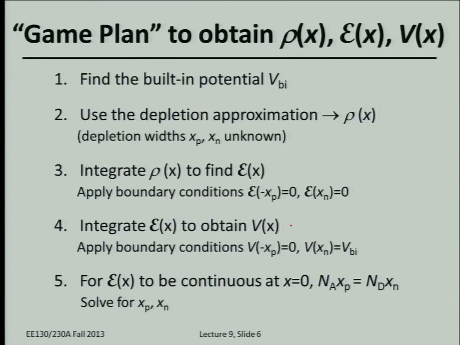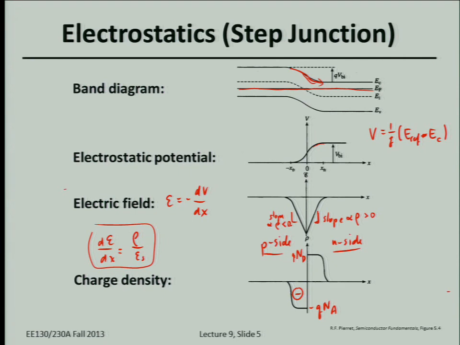Okay, so let's derive an equation for everything. What we're going to use is the depletion approximation. Within the depletion region, we'll assume that the mobile charge density is negligible compared to the dopant concentration, so the charge density is going to look just like this. And outside of the depletion region, we'll assume that it's charge neutral.